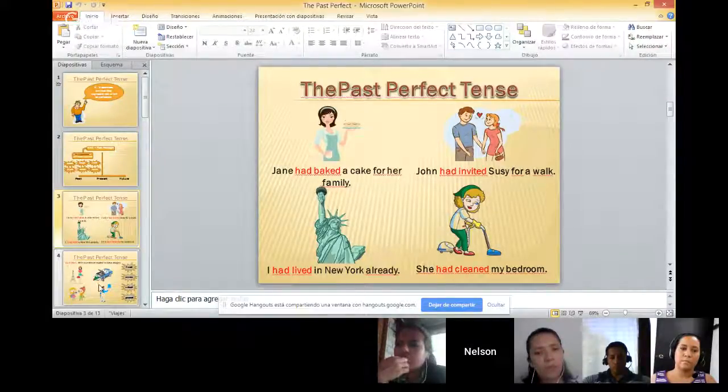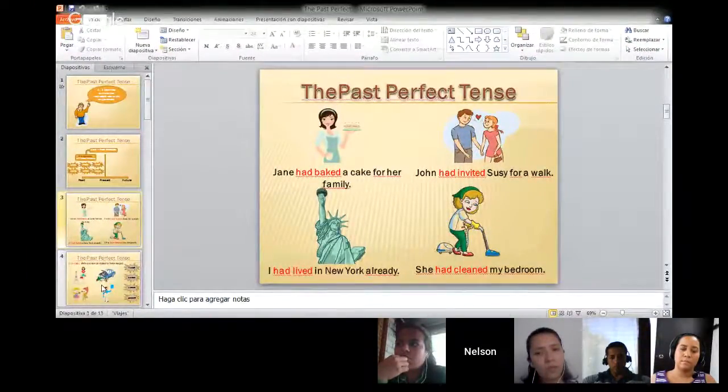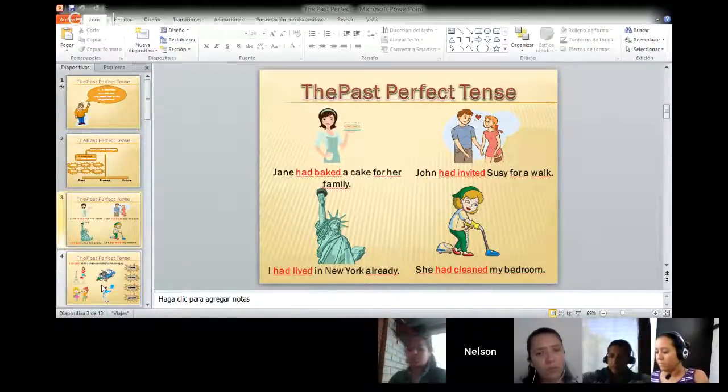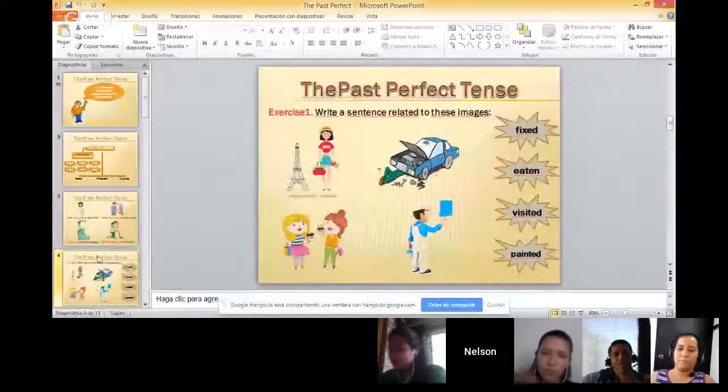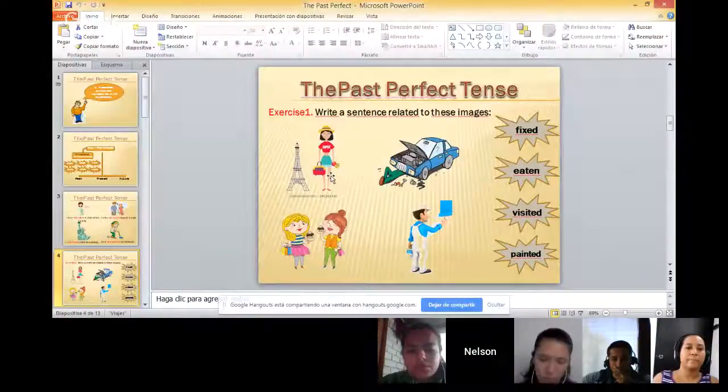Well, we're going to clarify a little bit more, so please, if you don't have paper, get some paper, get something to write with, like a pen or a pencil, and we are moving with exercise number one. Well, we have four images on this slide, and the exercise reads, write a sentence related to these images. So please use these verb forms. Do not use your own verbs. This morning, I had 4 students, and 3 out of 4 used different verbs.